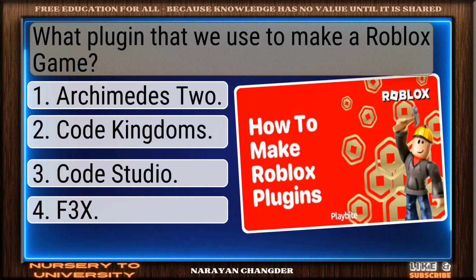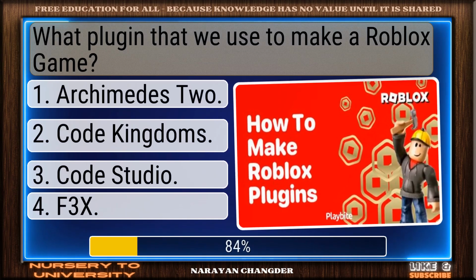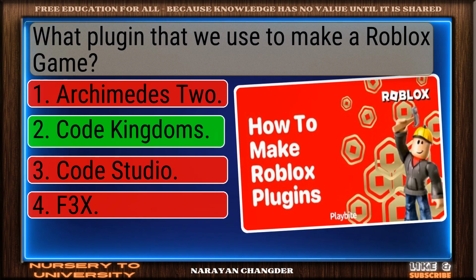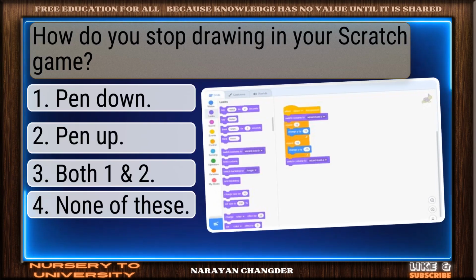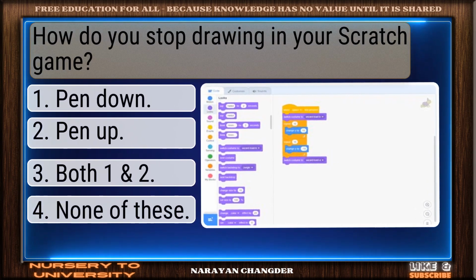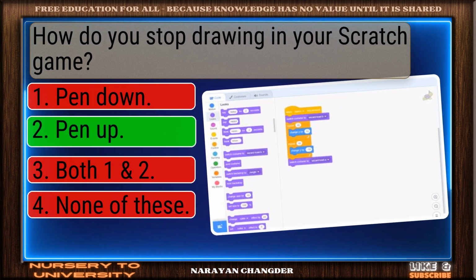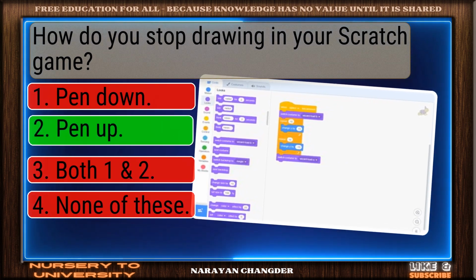Question number 31. What plugin do we use to make a Roblox game? Valid point. Code Kingdoms is true. Question number 32. How do you stop drawing in your Scratch game? Solid response. Pen up is a valid choice.